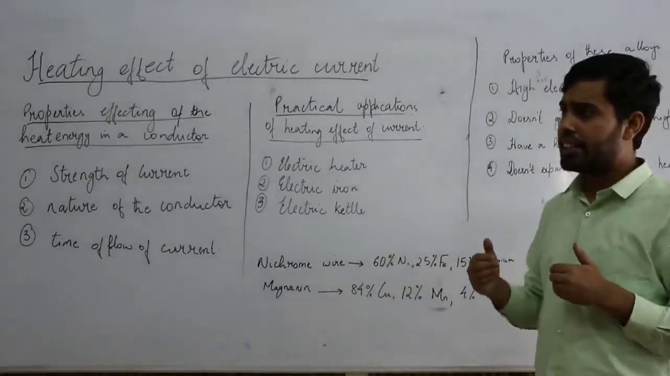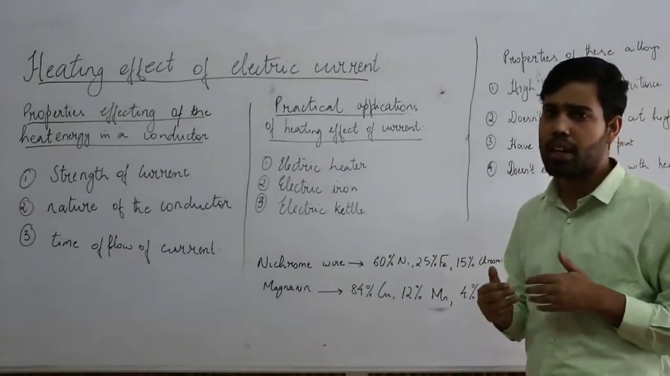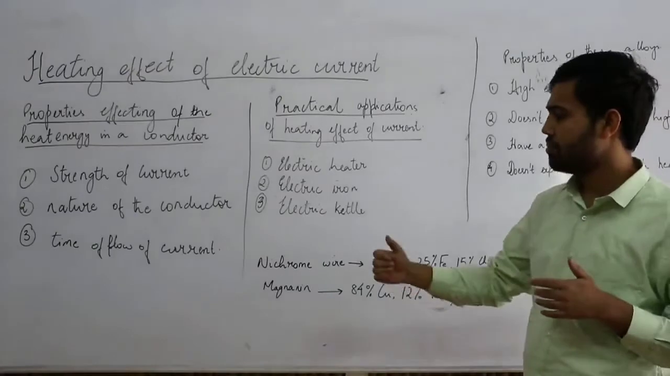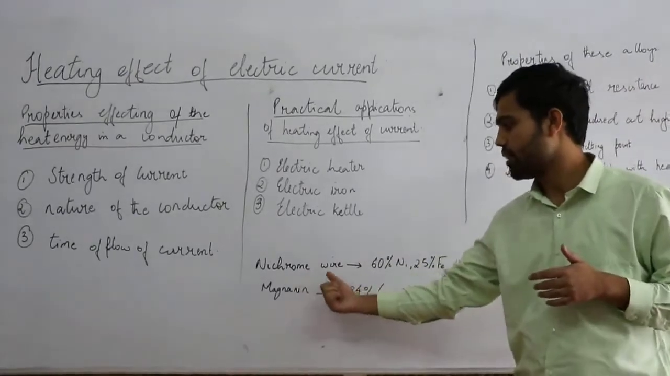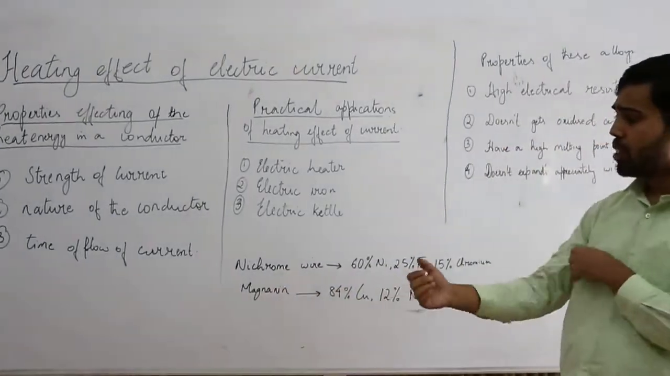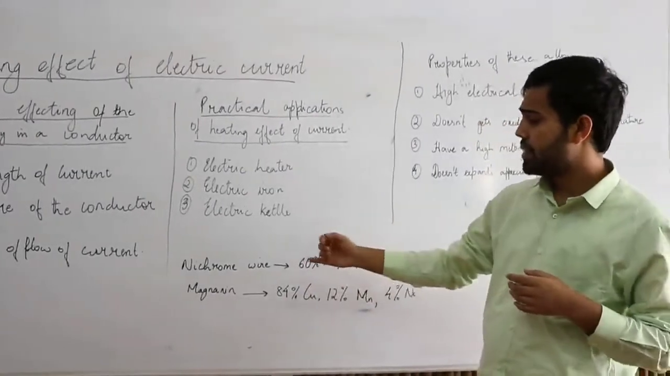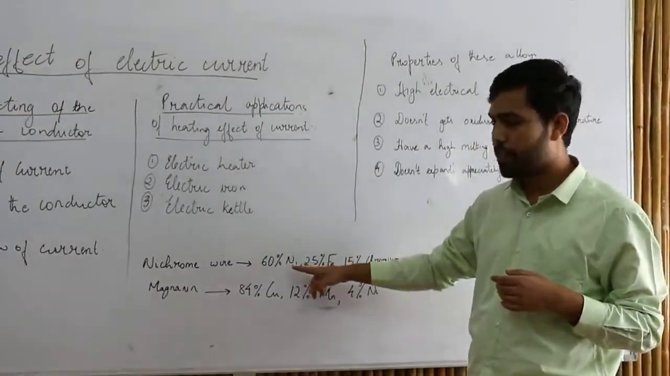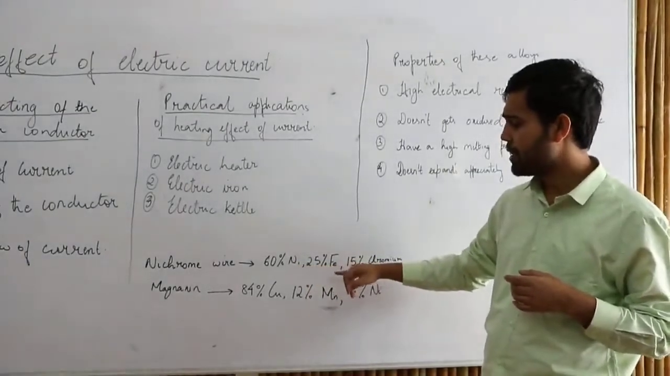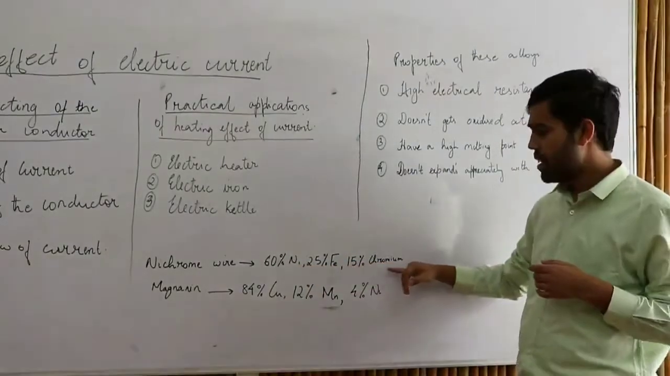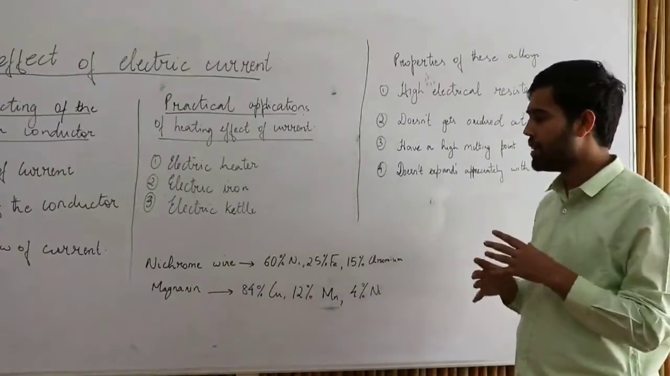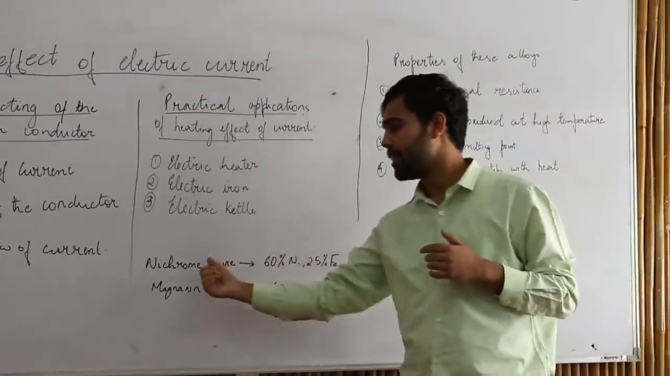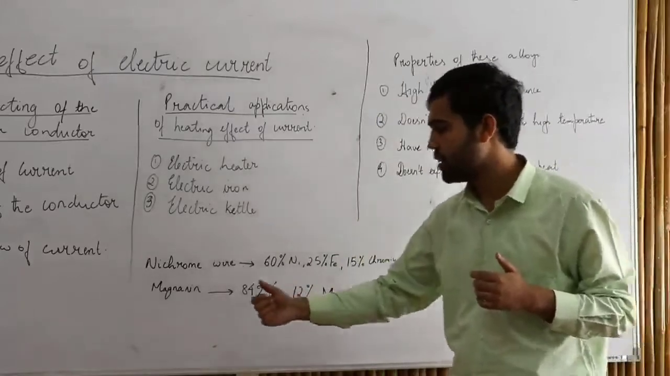Now, what happens in these devices? In these devices, I have a thin wire made up of alloy. This alloy can be a nichrome wire or manganese wire. What is nichrome? Nichrome is an alloy made by these materials. I have 60% of nickel, 25% of iron and 15% of chromium. So I combine these materials in this proportion. The wire that I get is a nichrome wire, or I can use a manganese wire.